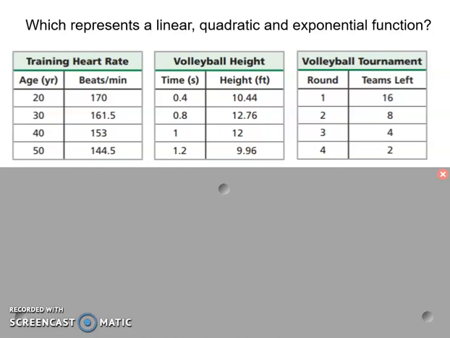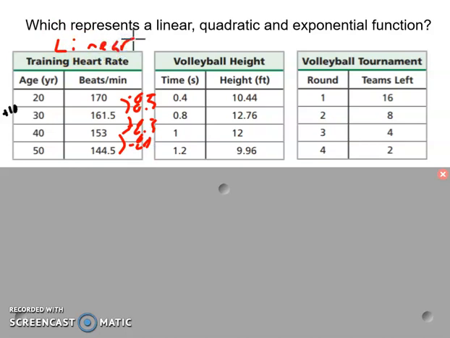So within the first chart, the training heart rate, I see that I have an increase of 10 in my age every single time. So I'm just going to write that one, plus 10. And let's see, can I establish some kind of pattern within my y's, or the beats per minute? Well, it looks like I'm going down 8.5, then I'm going down another 8.5, and again I'm going down an 8.5. So this is going to be a linear function.